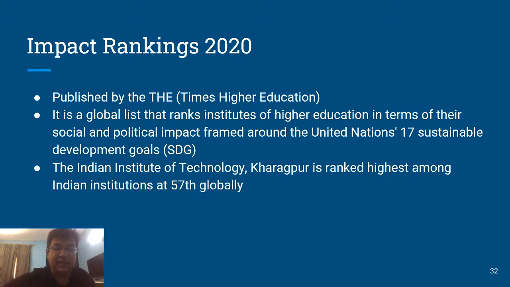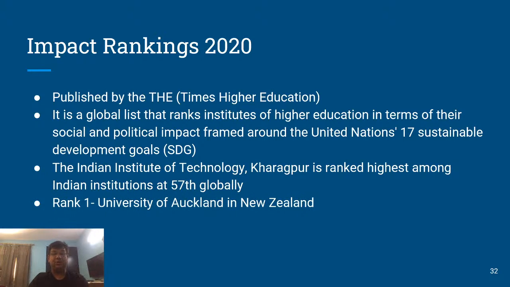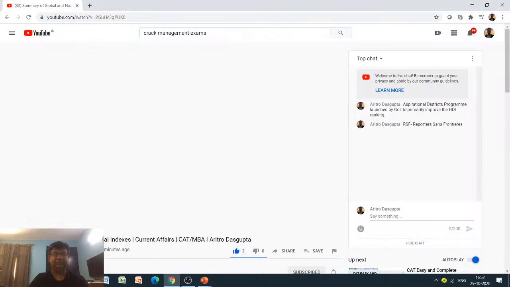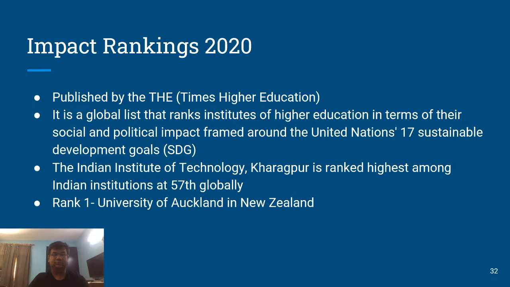The IIT in Kharagpur, which is in West Bengal, is ranked number one among the Indian institutions. It is also 57th worldwide. Rank 1 is the University of Auckland, which is in New Zealand. I do keep checking in case there are any comments. I'll be happy to answer them.